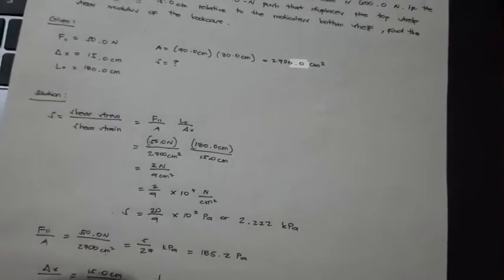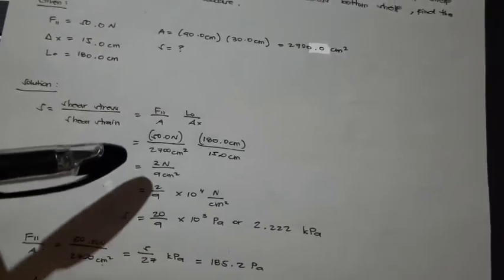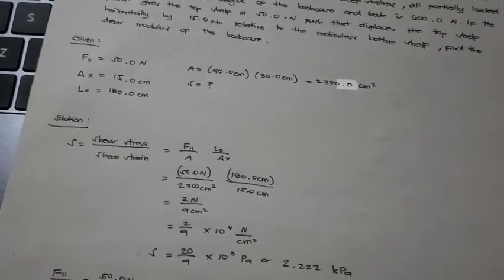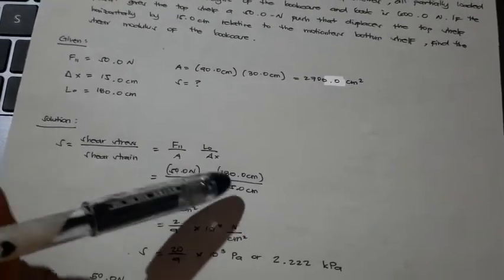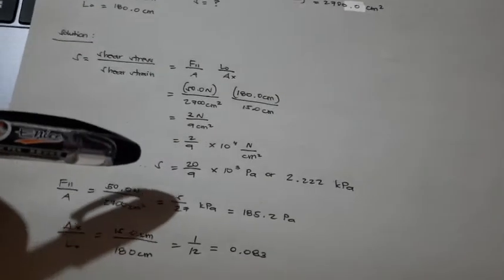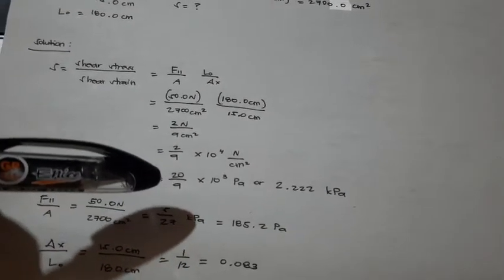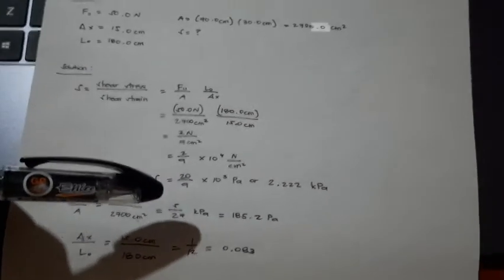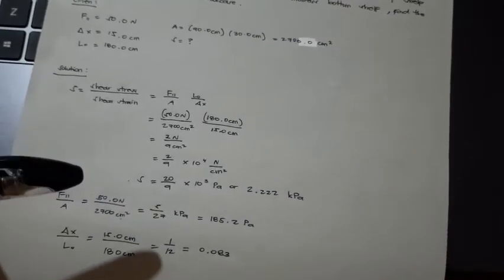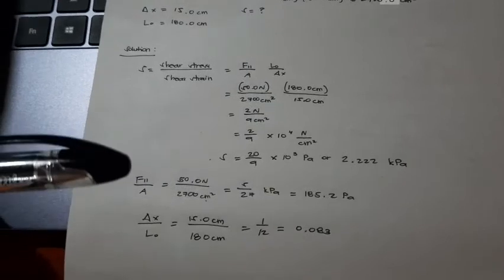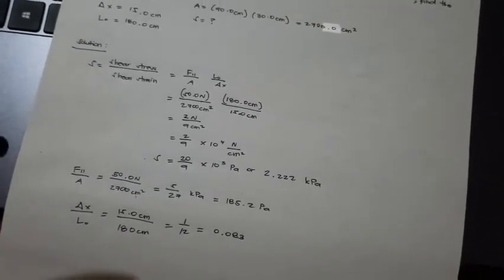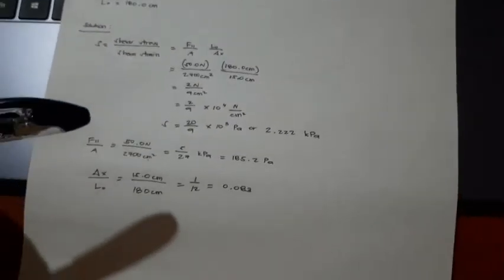So plugging in the values, we could get this answer. So the tangential force is 50.0 Newton, then the area, we distribute it, and then we can get this answer: 20/9 times 10 raised to the third power pascals, or 2.222 kilopascals. So the shear modulus, also the proportionality constant of stress, is defined by the ratio of the shear stress and shear strain.